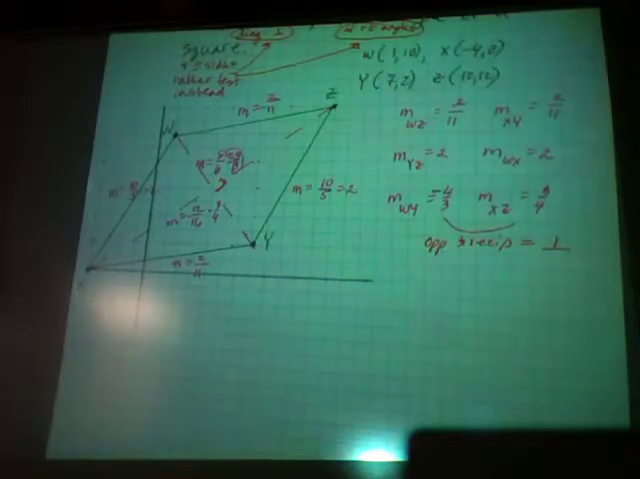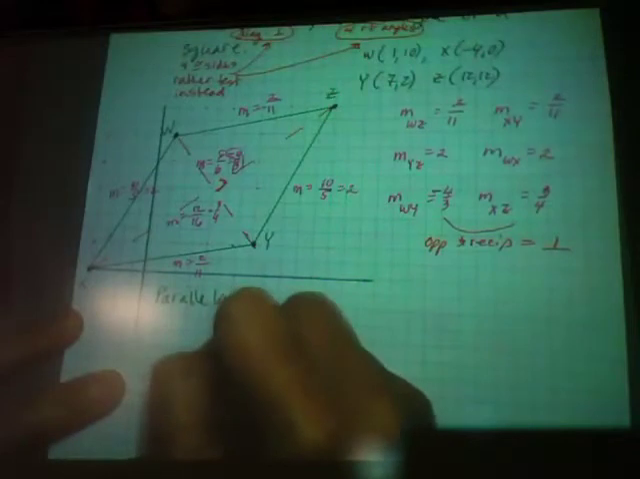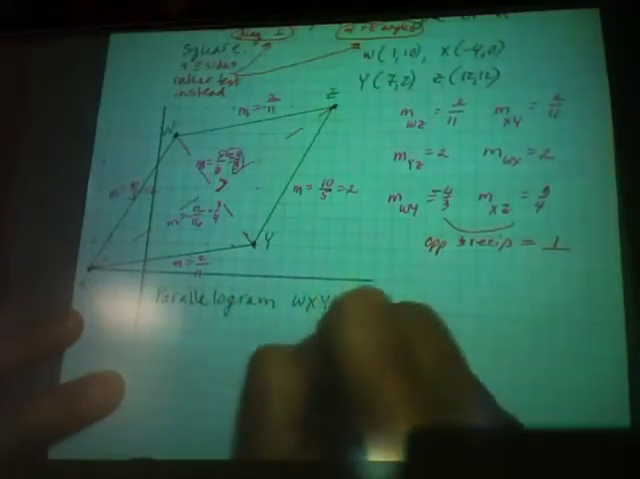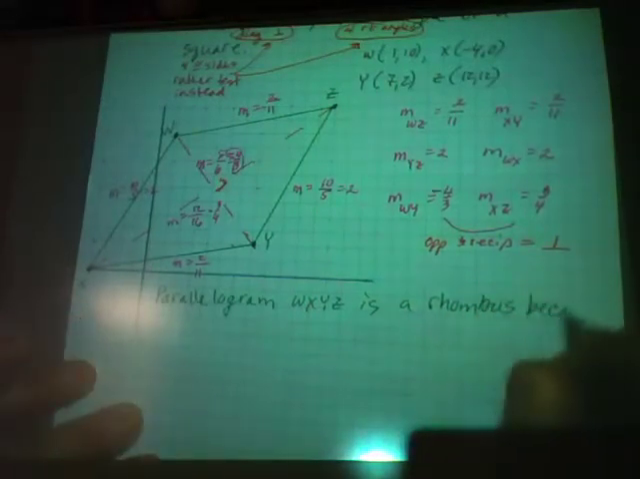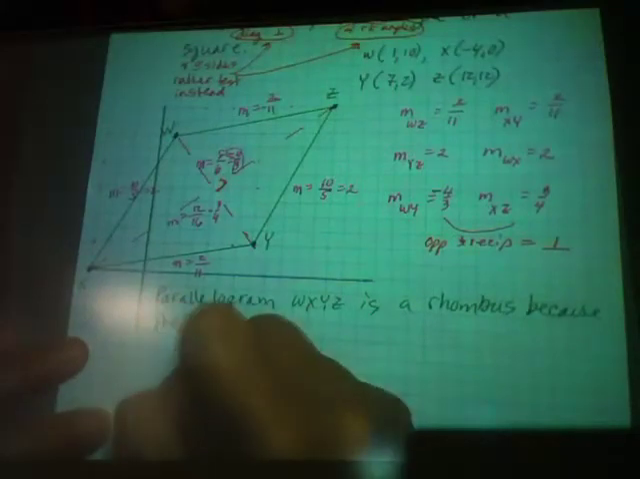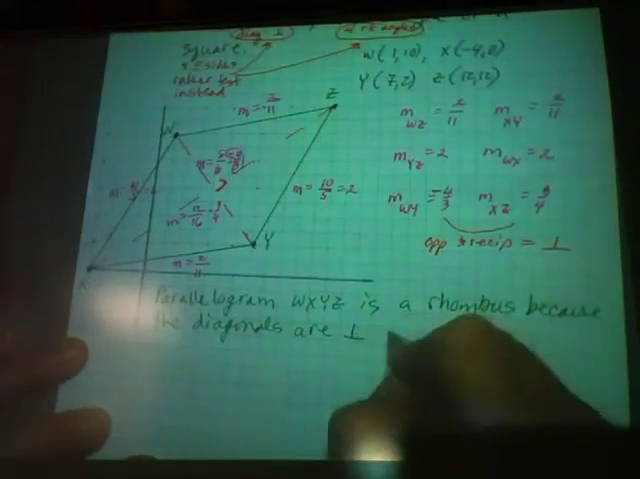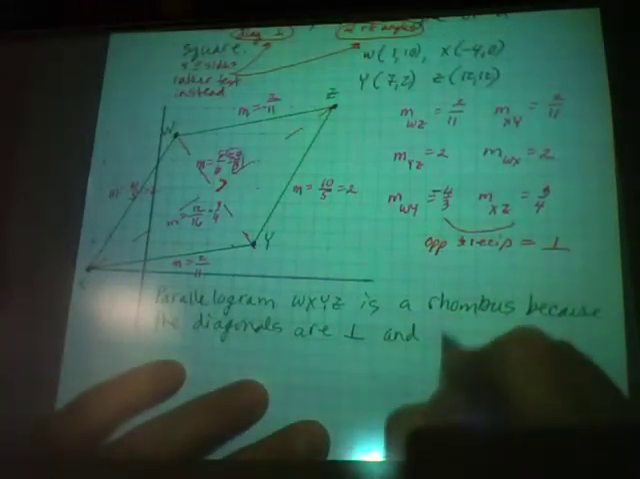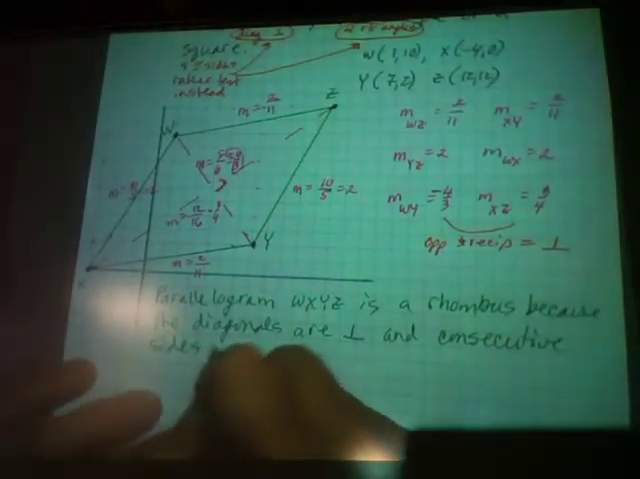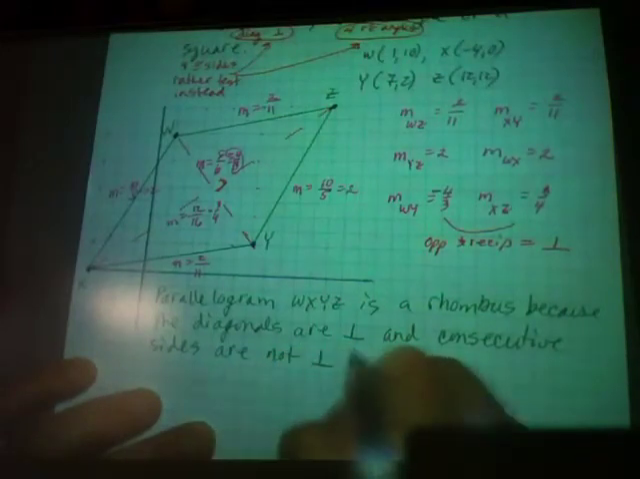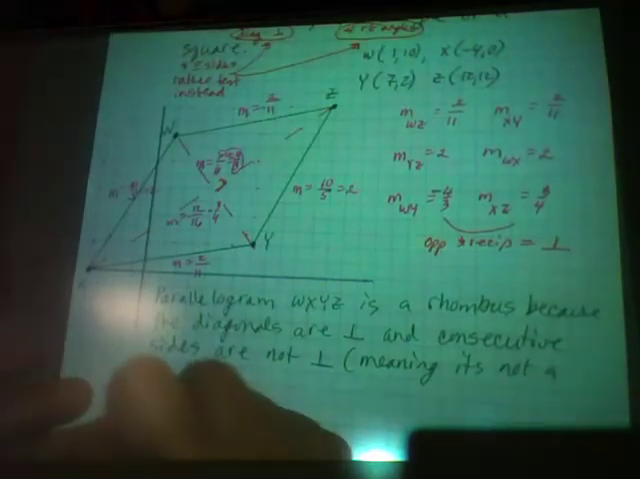So here's your answer. Parallelogram. WXYZ is a rhombus because the diagonals are perpendicular and consecutive sides are not perpendicular, and I'm going to put in parentheses, meaning it's not a square.